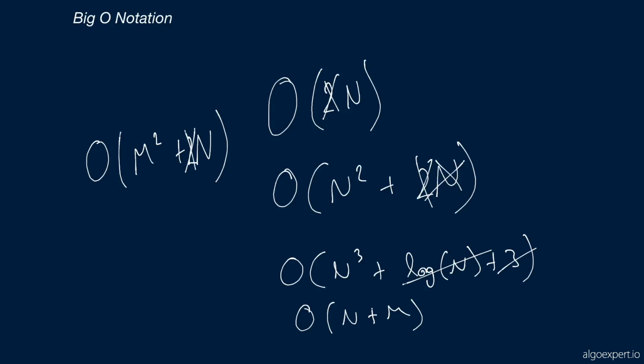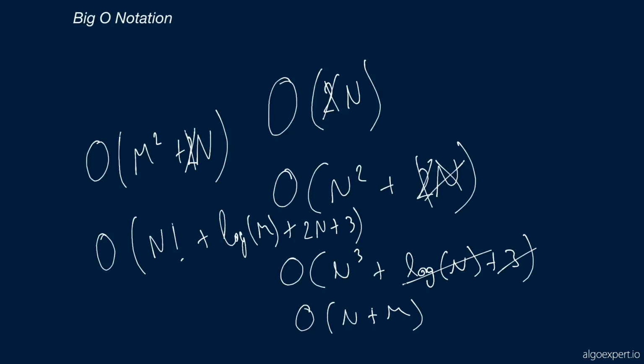So if you had something like, let's say, O of n factorial plus log of m plus 2n plus 3. I know this is a very complicated big O expression, but here you would drop the 2n. First of all, I guess you would drop the 2. Then you would drop the 2n because 2n is nothing compared to n factorial. Then you would drop the 3 because 3 is nothing compared to log of m and n factorial, but you would not drop the log of m because the log of m depends on m, which is not the same as n.